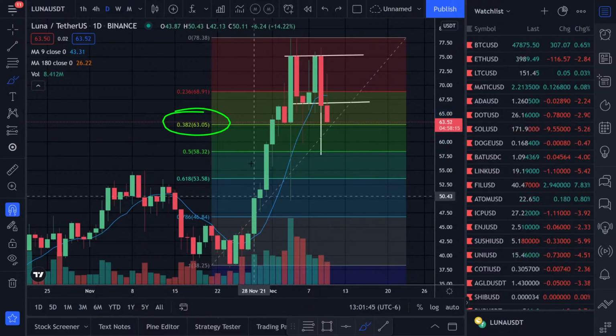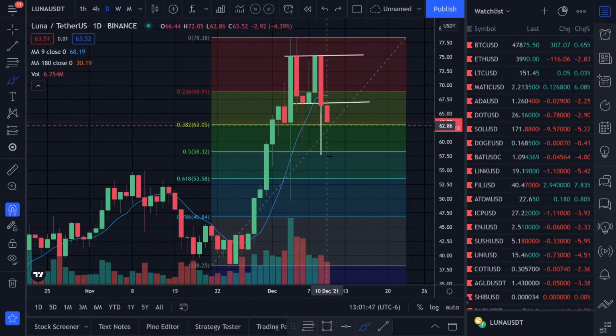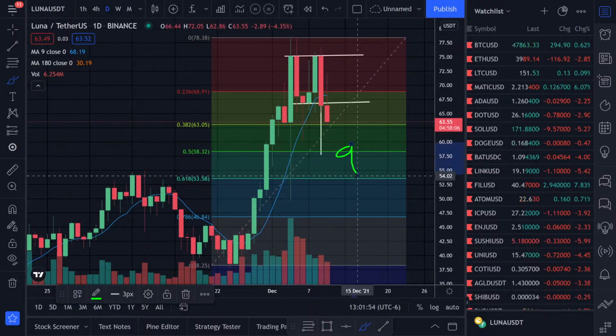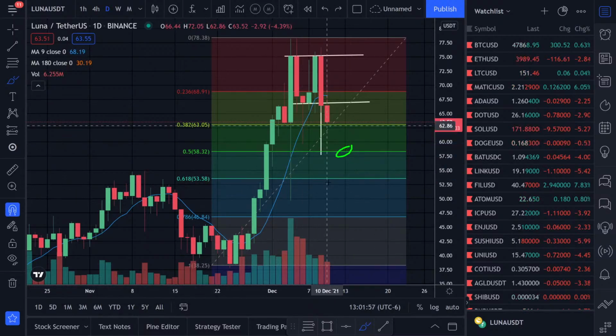The 50% level is sitting at around 58.32, and that lines up with that target pretty much. So the next level I'd probably be looking at is 58.32. If it doesn't stop there, the next level I'd be looking at is maybe 53.58.